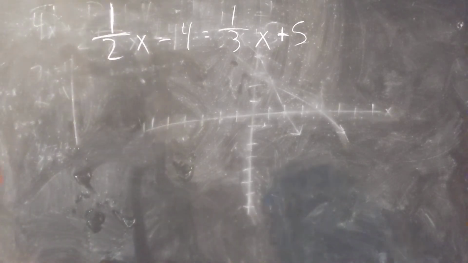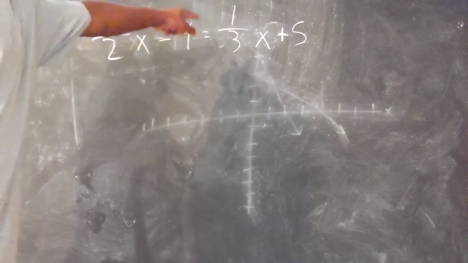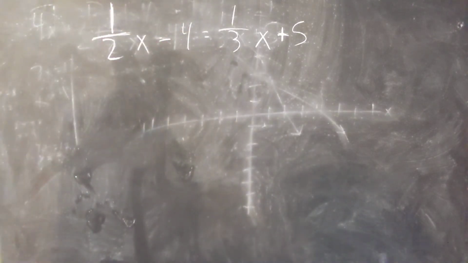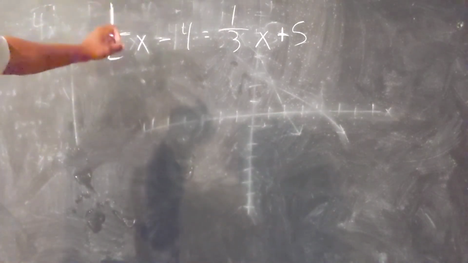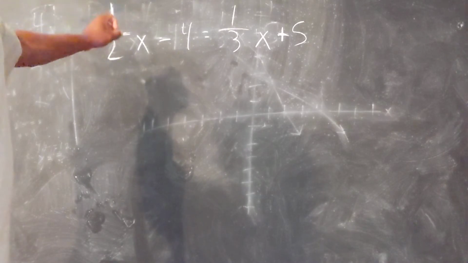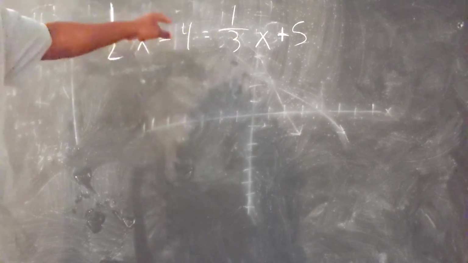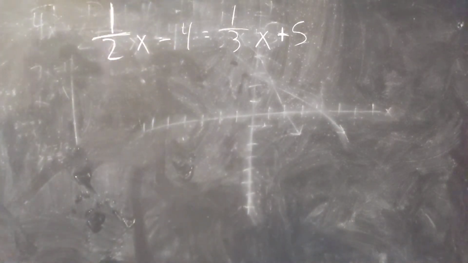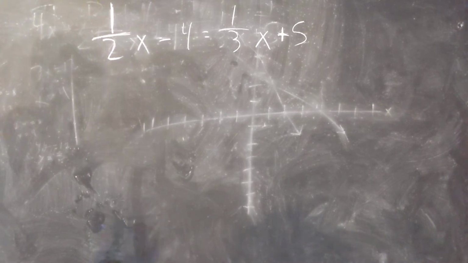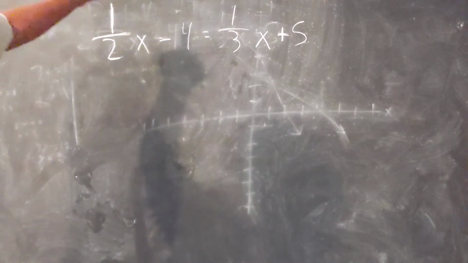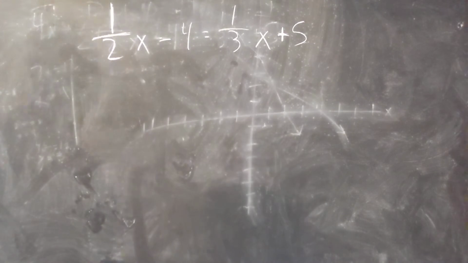Now, think of two numbers that 2 and 3 will both go into. You could think of 18, you could think of 12, but to simplify this problem, we want to find the smallest number that 2 and 3 will both divide into. So that would be 6. All right, so 6 is the least common denominator. So now I want to multiply everything on both sides of this equation by 6.